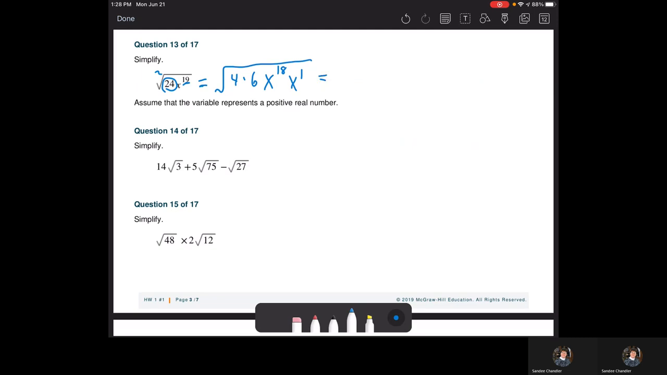6 times 4. All right, so we know the square root of 4, that's 2. Take care of that one. Square root of x to the 18th is, again, we divide 2 into 18, x to the 9th. And then nothing else has perfect squares in them, so 6x is left inside the square root.